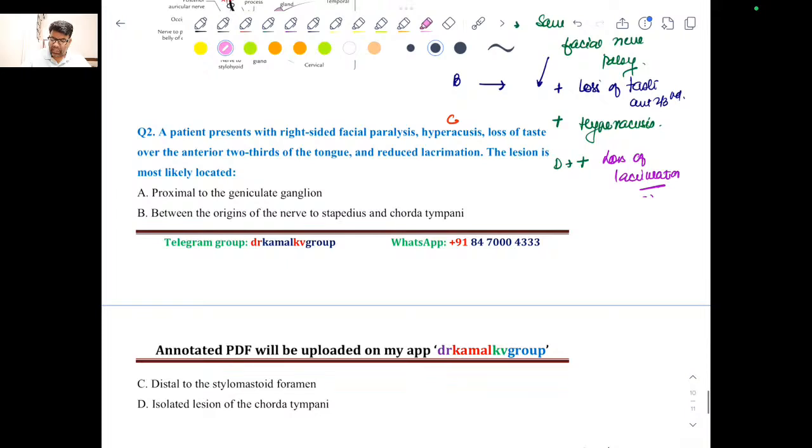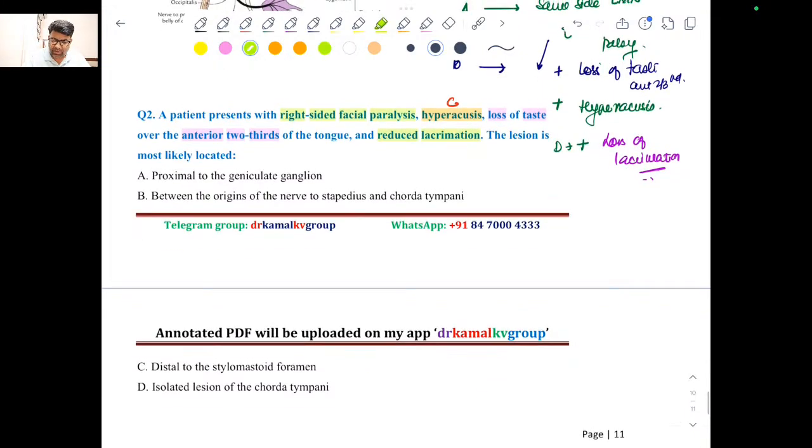Now one more question from NEET PG based on the same concept. Now let us see. There is right-sided facial paralysis, but what we can see, there is hyperacusis, intolerance to loud sounds. There is loss of taste sensation from the anterior two-third of the tongue. It means chorda tympani gone. And there is reduced lacrimation. It means the greater petrosal nerve is also gone. So now what is the location of this lesion?